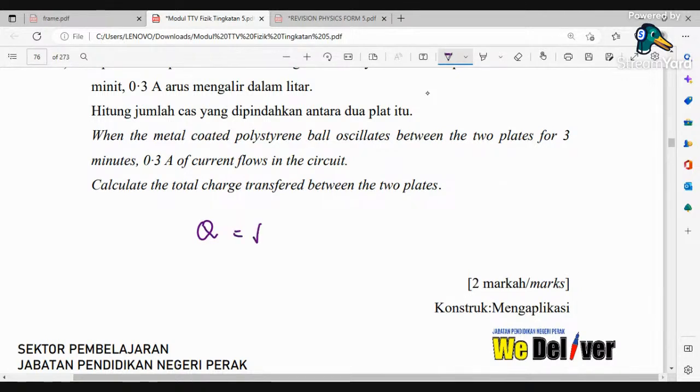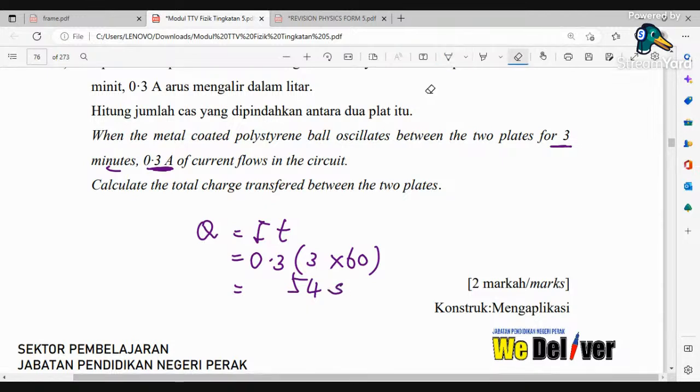Q. Jangan risau dengan term-terms nampak macam complicated. Just look at what is given. You ada current, ada time, 3 minutes. So means 0.3 times 3 minutes convert to second. Okay, so you have the answer ialah 54 coulomb sebab charge. C huruf besar.